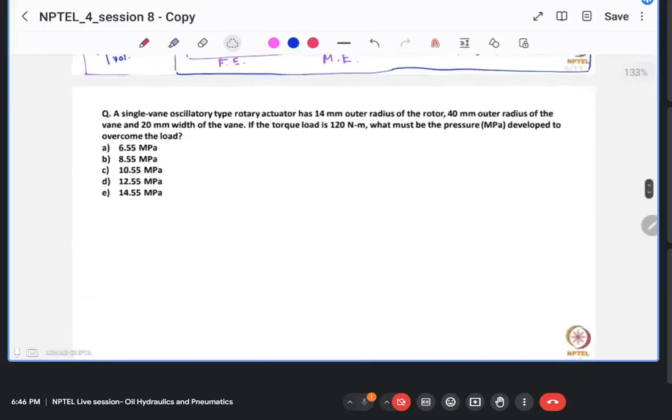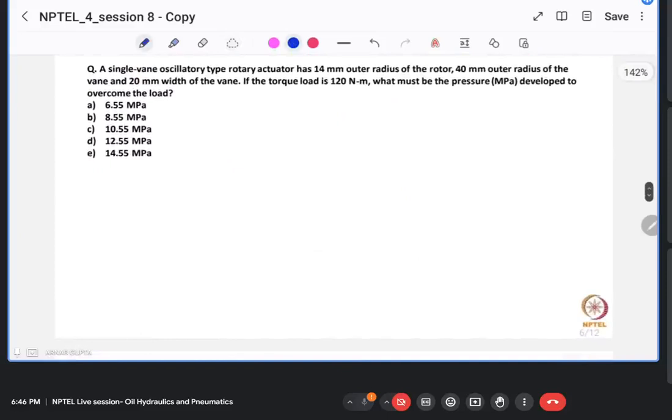Okay, coming to the next question, and the numerical. A single vane oscillatory type rotary actuator has 14 mm outer radius of the rotor, 40 mm outer radius of the vane, 20 mm width of the vane. If the torque load is 120 Newton meter, what must be the pressure in megapascals developed to overcome the load? You have to be careful about the units asked. So it is again a straightforward question.